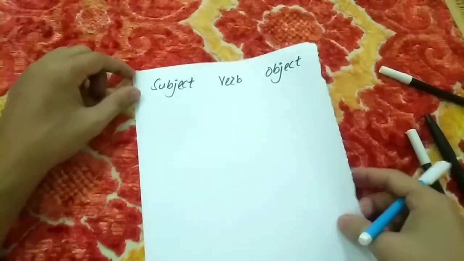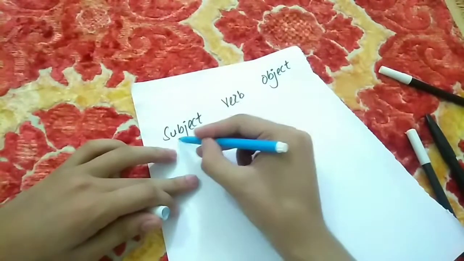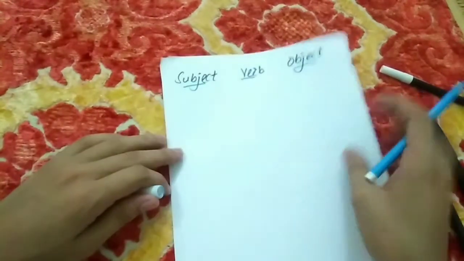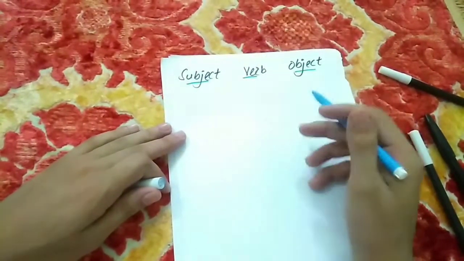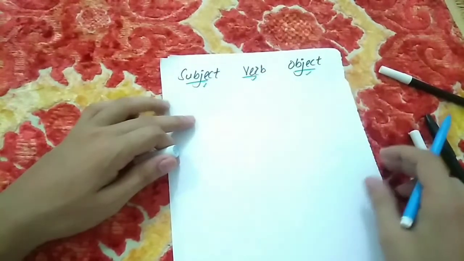Today we are going to discuss subject, verb and object. These are extremely important terminologies in English grammar. Okay, so we have a subject in a sentence. We have a subject, we have verb and we have object.